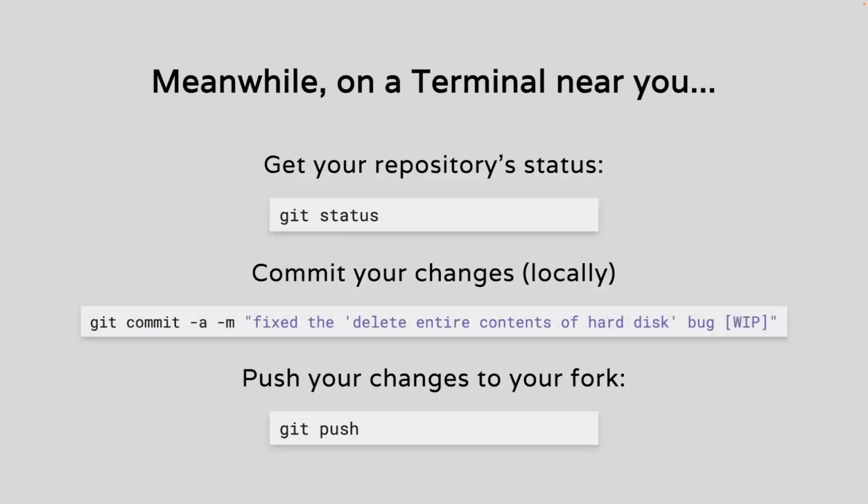If you make some changes, you can get the status of all the changes you've made on your computer by typing git status inside the folder that your project lives in. And then if you want to incorporate your changes into your local copy, you type git commit and then -a commits all your changes, and -m lets you put a little message.